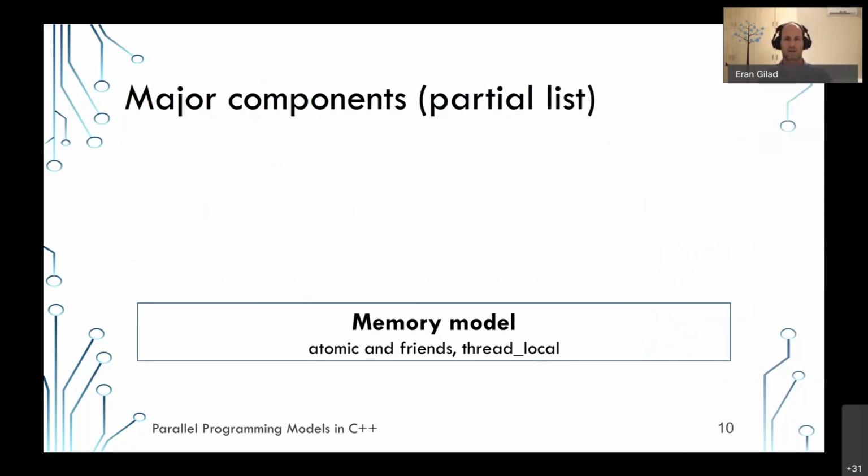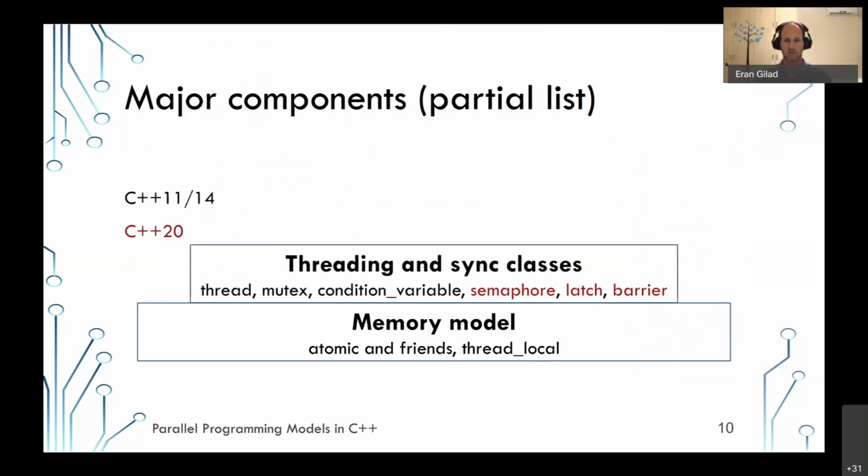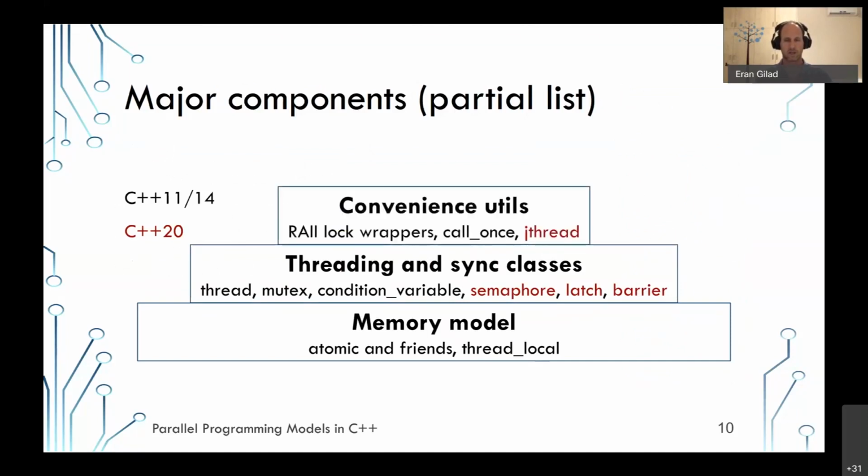So the major components of this model are, at the lowest level, the memory model itself, which includes atomics and thread local. Above that, we have the threading and synchronization classes, such as thread, mutex, condition variables, and the newly introduced in C++20 semaphore, latch, barrier, and others. And above them, we have convenience utils, such as the RAII lock wrappers, call_once, and the newly introduced jthread. And this forms the basic facilities that we can use for this model.